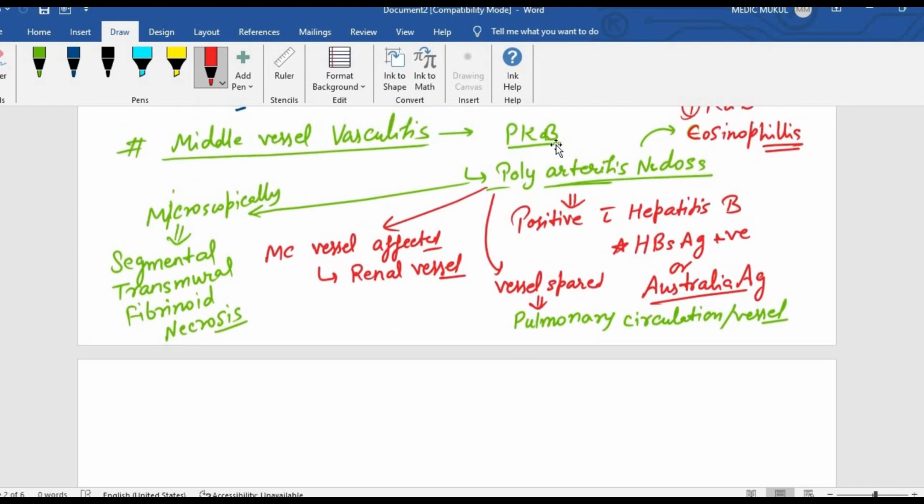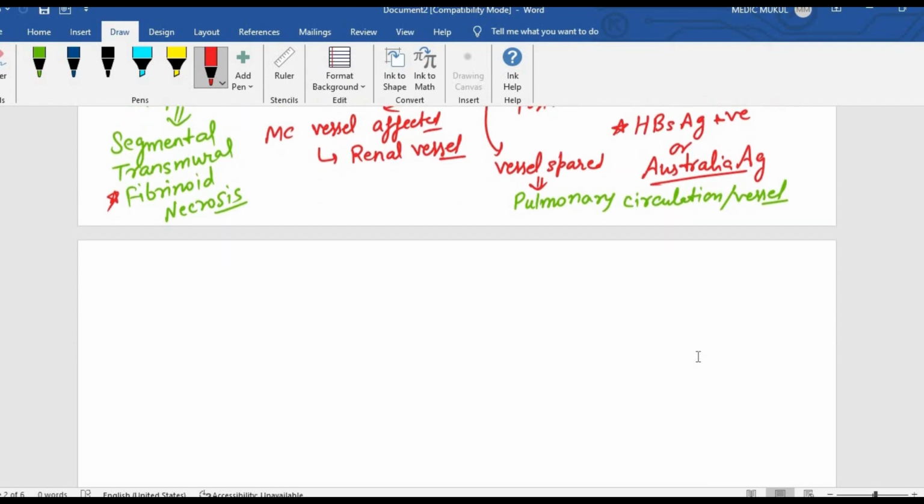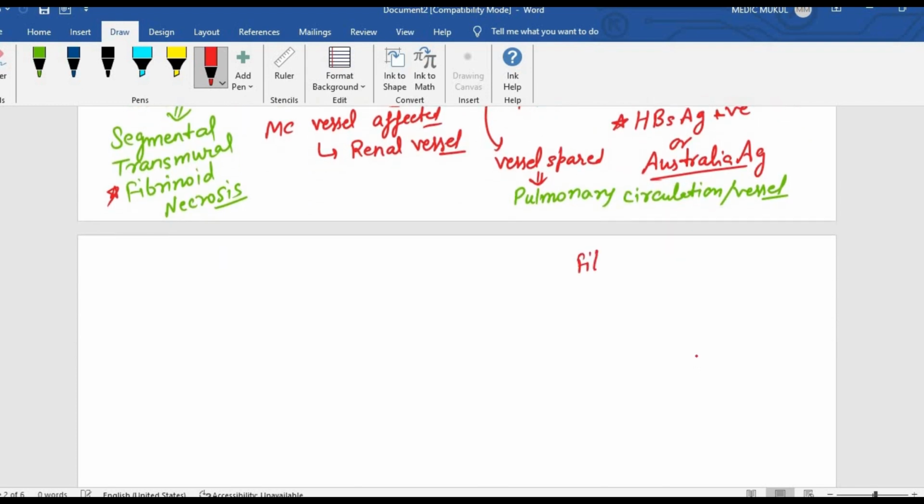Okay. And this is an example of, so remember, fibrinoid necrosis. Polyarteritis nodosa is an example of which necrosis? Fibrinoid necrosis. So for fibrinoid necrosis, you can remember three things. What are these? All the abbreviations end with three letters. So PAN, polyarteritis nodosa. Then rheumatic heart disease, RHD.